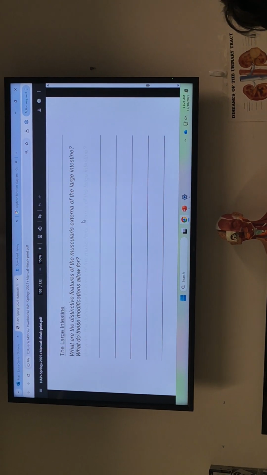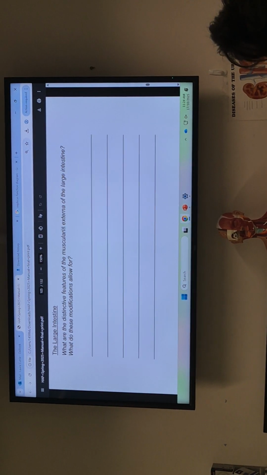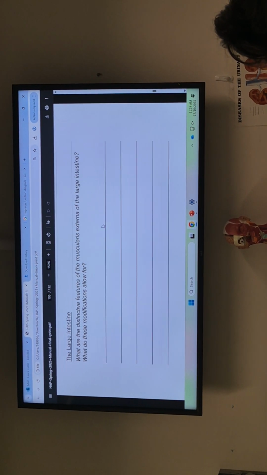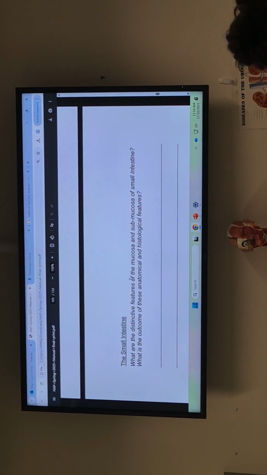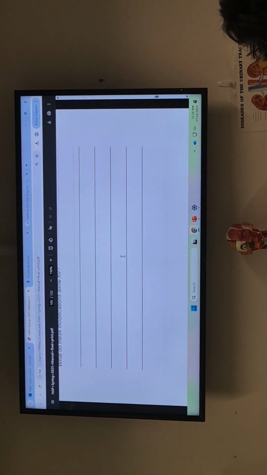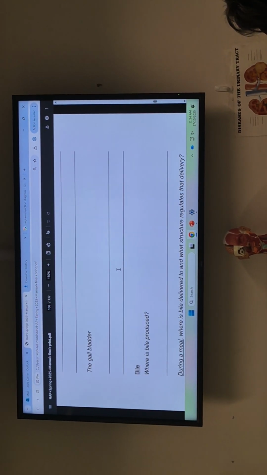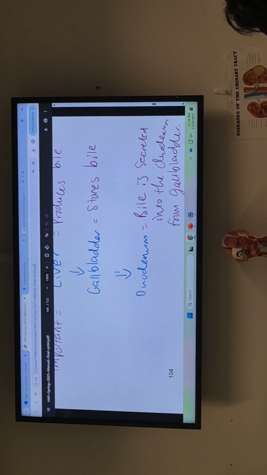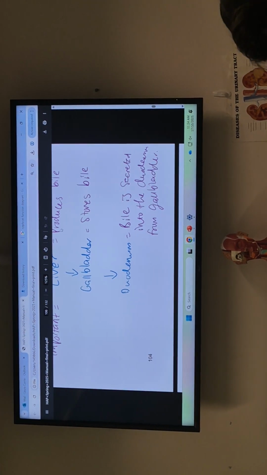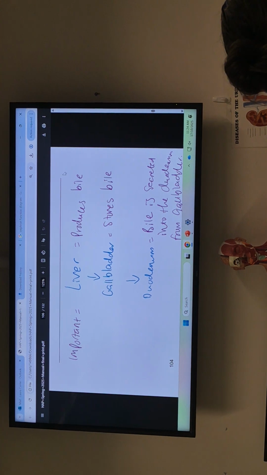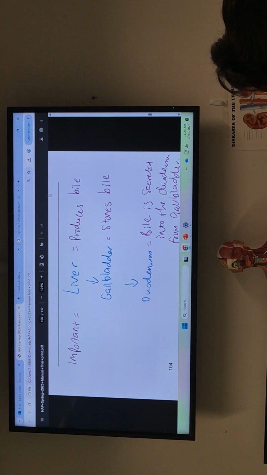What else? Obviously, talk about the distinctive features of each one. Your small intestines are also folded to increase surface area. And then for the liver and the gallbladder, the most important bit of this is the scope here, okay? It is, I guess, the fate of bile.